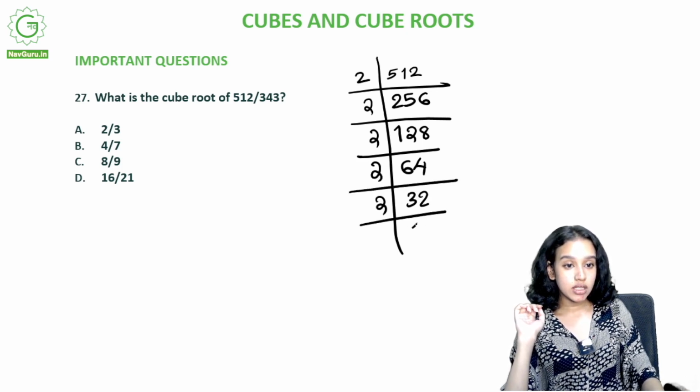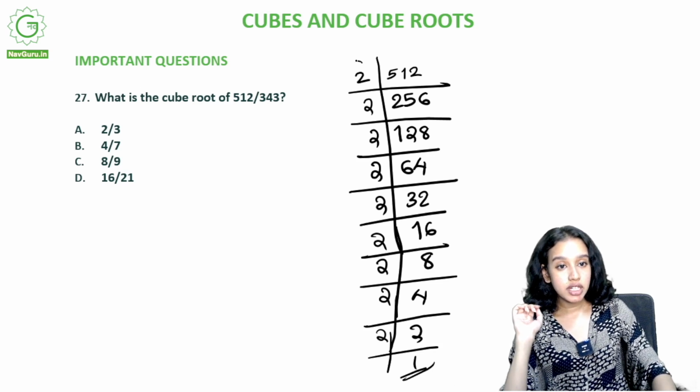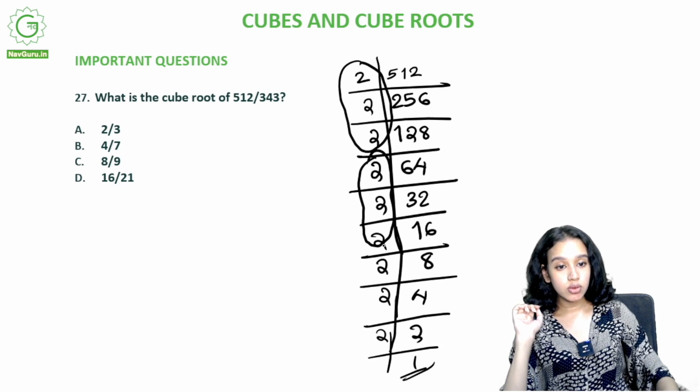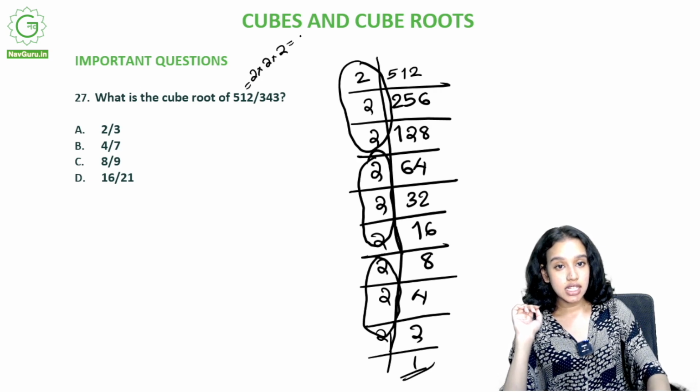Again by 2, we get 1 2s are 2, 1 2 6. Again by 2, we get 8 2s are 16. By 2, we get 4. Again dividing by 2, we get 2. Again by 2, we get 1. So how many triplets did we get? 1, 2 and 3. So this is 2 into 2 into 2, that's equal to 8.